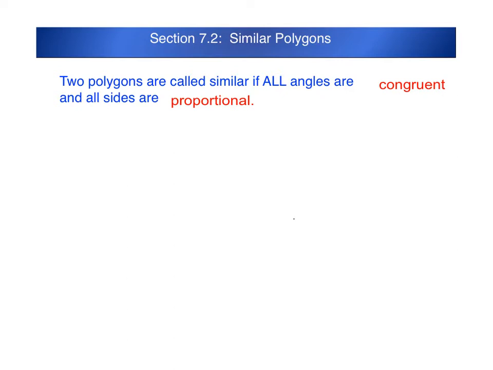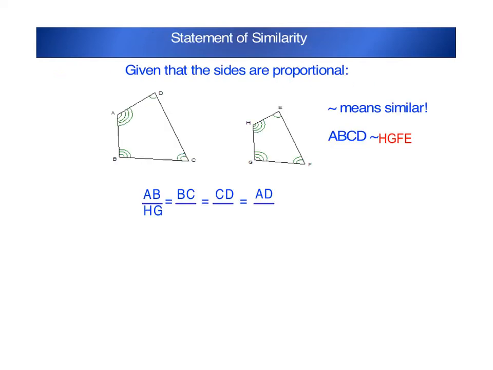Two polygons are called similar if all the angles are congruent and all the sides are proportional. Let me show you what I mean by that. Here's an example of two polygons that are similar. This little symbol right here means similar.